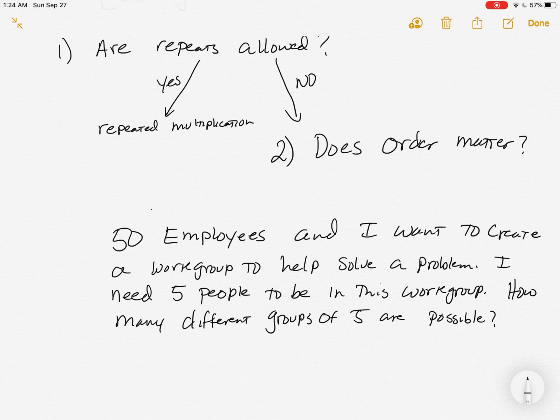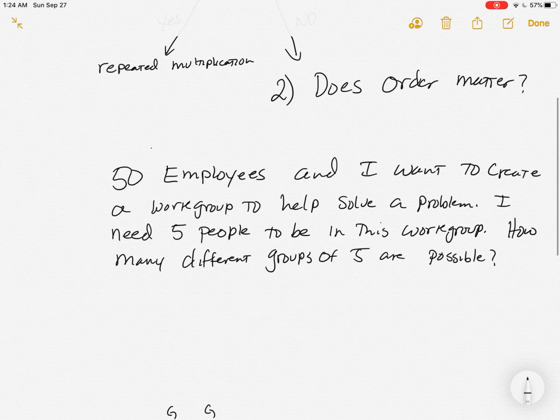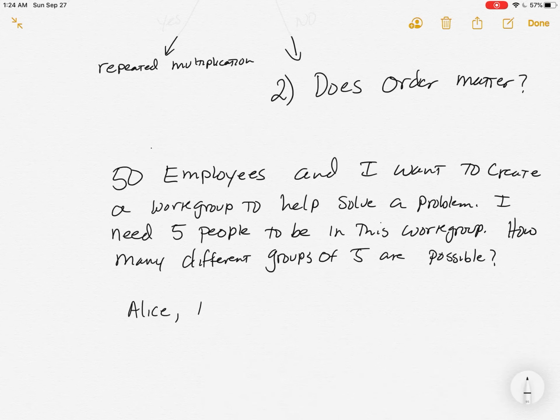Okay, so let's talk about that. 50 employees. I'm going to select 5 of them. Are there going to be repeats? Could the same person be counted twice on the committee? No, doesn't make any sense. So I'm asking this, does order matter? So let's pretend that we picked some people. Let's pretend that we picked individuals like Alice, Barry, Charles, Dave, and Eric. Okay. Alice, Barry, Charles, Dave, and Eric.